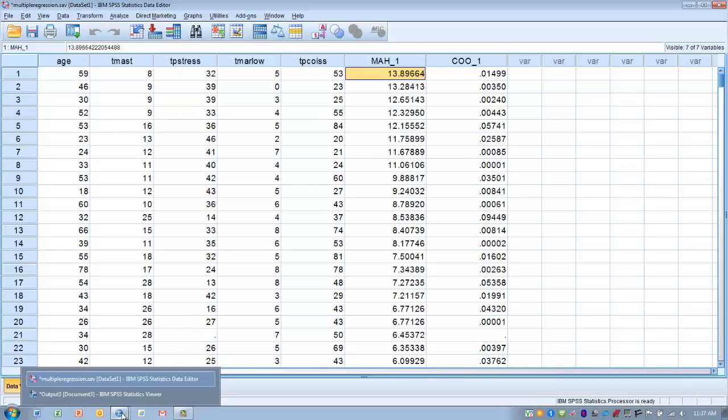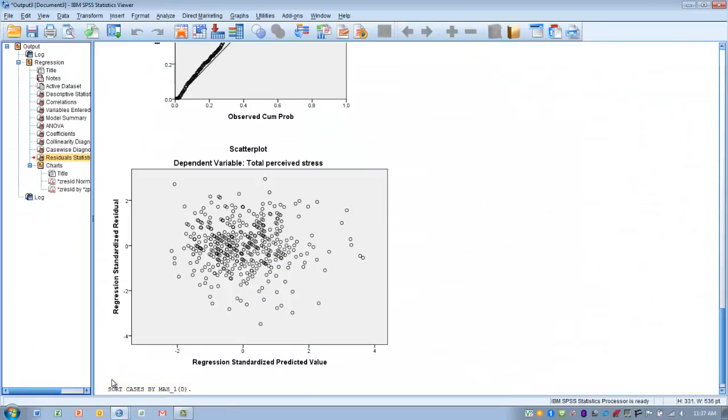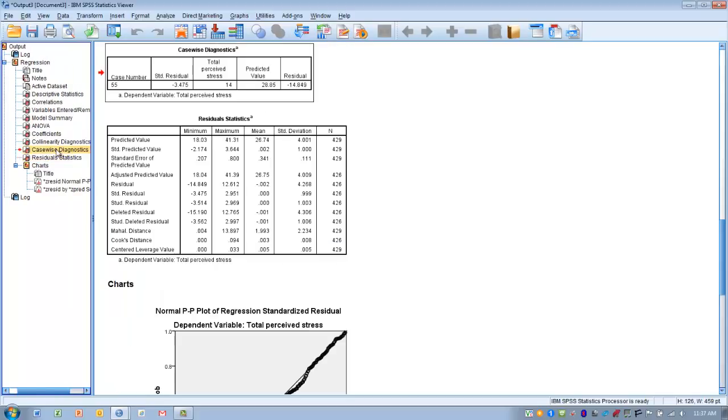Now, the next thing we can look at, let's go back to our output file, concerning any unusual cases, is a table called casewise diagnostics, which is just above the residuals statistics. This presents information about cases that have a standardized residual value above 3.0 or below -3.0. In a normally distributed sample, we would expect only about 1% of cases to be outside of this range. In our example here, we have one case, case number 55, that has a residual value greater than 3.3.